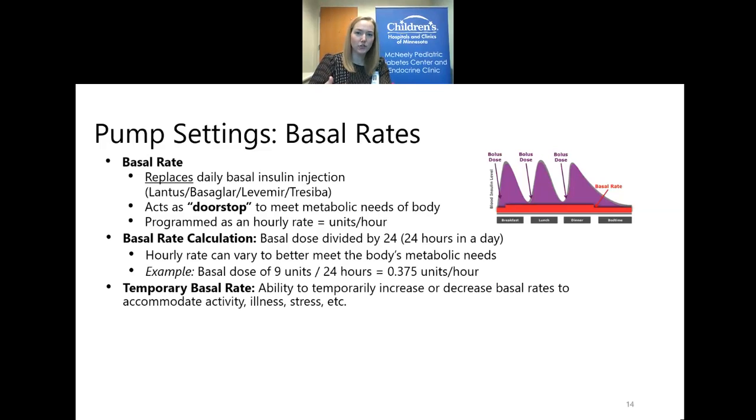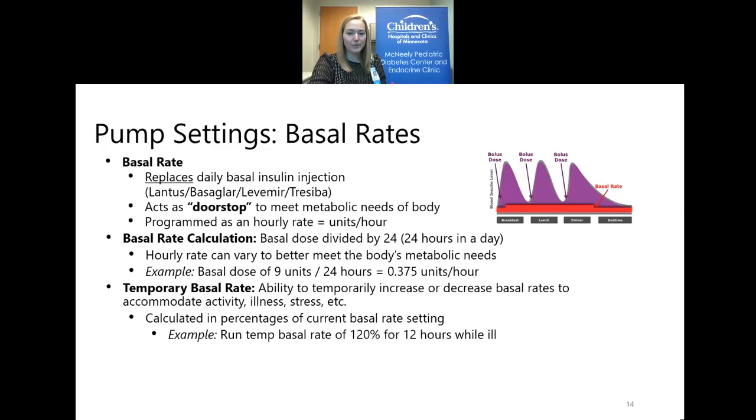Okay, so a nice feature about pumps is you do have the ability to use what's called a temporary basal rate. What this is, you can temporarily increase or decrease your basal rate to accommodate whatever is happening right now. So if you are more active than usual, if you are sick, if you're stressed, and just temporarily your blood sugars are requiring more or less insulin, you can temporarily increase or decrease that basal rate. So the way it's calculated, it is calculated as a percentage of your current basal rate setting.